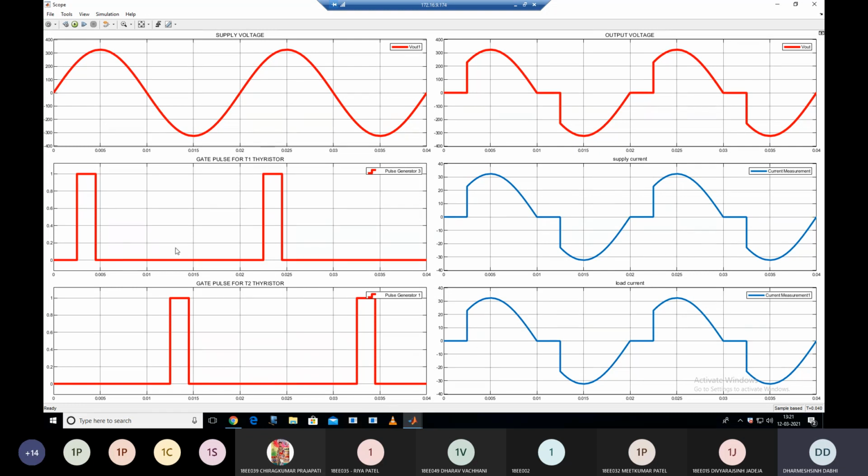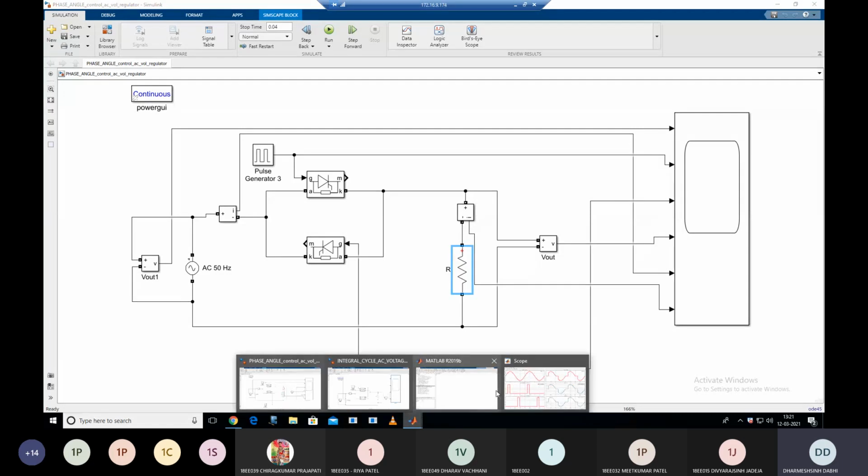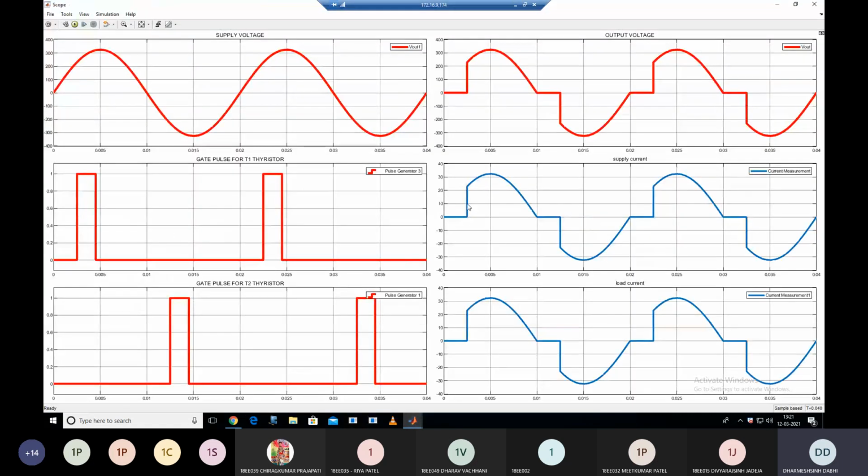Again, at 45 degree, you can see T1 fires. It means conduction starts. Now current flows from the supply through T1, the load, and the negative terminal. In the simulation, current flows from 45 degree to 180 degree. And the magnitude of this current is how much? Supply voltage divided by resistance, which we have taken here as 10 ohm. So 230 divided by 10 gives that current. So 325 is the peak.